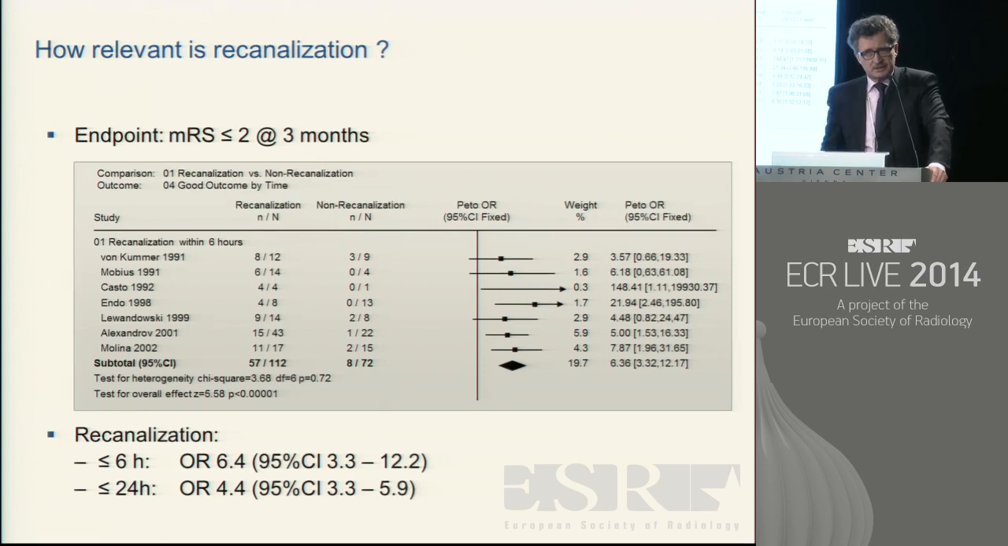So, is recanalization relevant for patients who have stroke? Yes, it is. If you look at the data from the literature, recanalization is an important predictive factor. If you don't have recanalization, the outcome is very poor. If you have a recanalization within 6 hours, there's a 6 times higher likelihood that the patient will have a good outcome compared with no recanalization. And even if the patient has a recanalization within 24 hours, the outcome is still 4 times better than in patients with no recanalization. So recanalization is important.